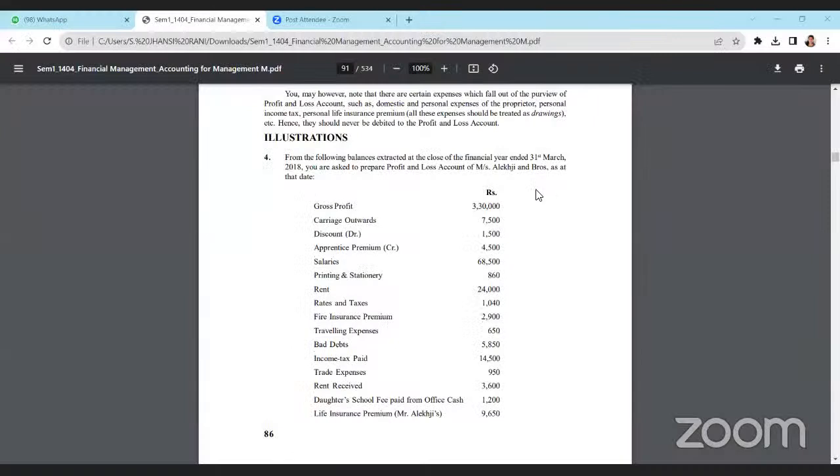Could you able to see the screen which I am sharing? Not visible, ma'am. Okay, it's loading. It will be visible to you in seconds. Now okay. Yeah, okay. Now it's visible?